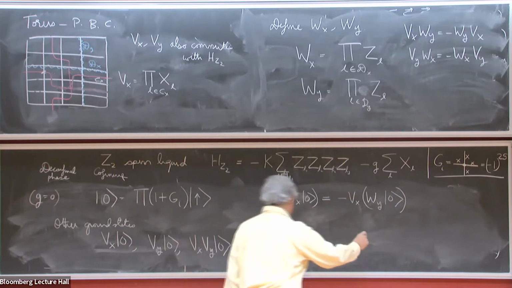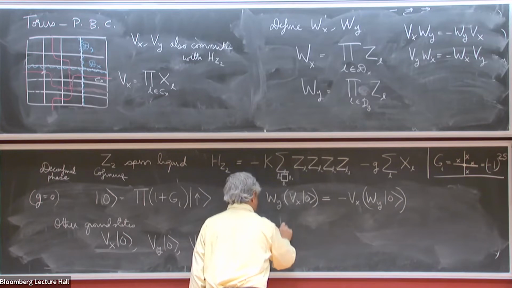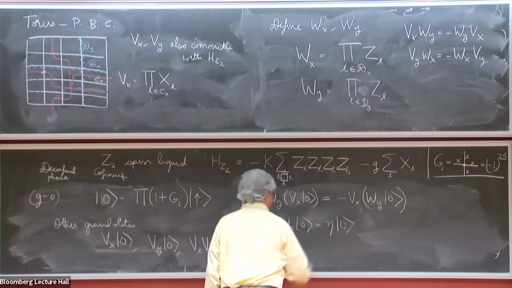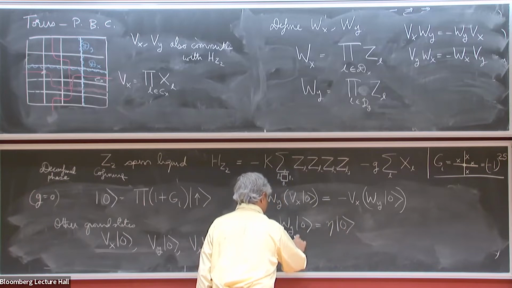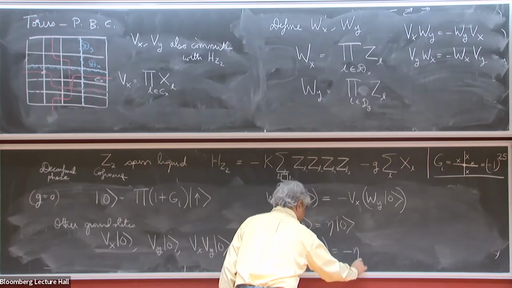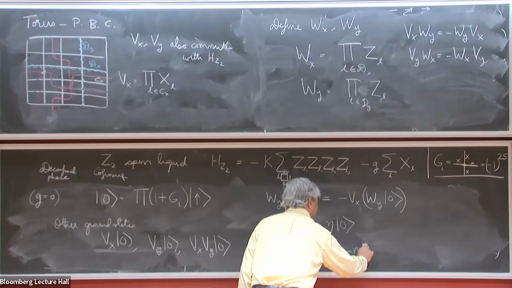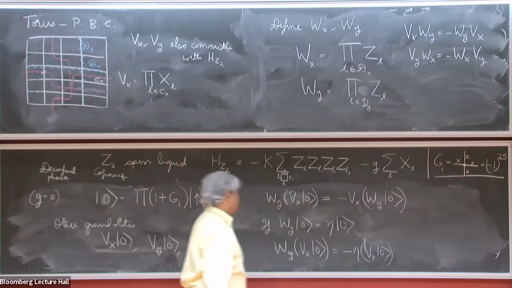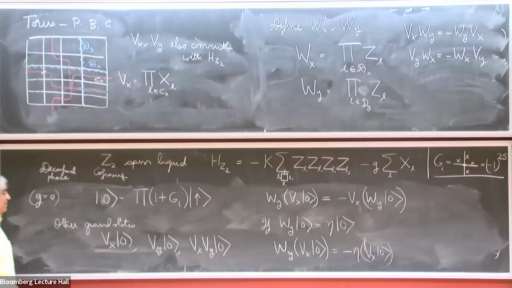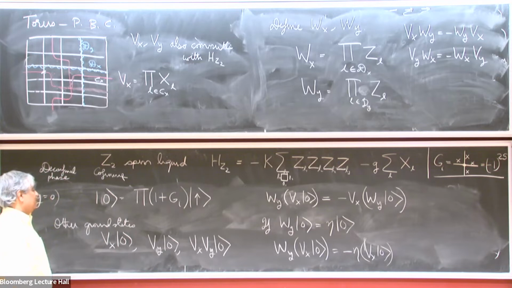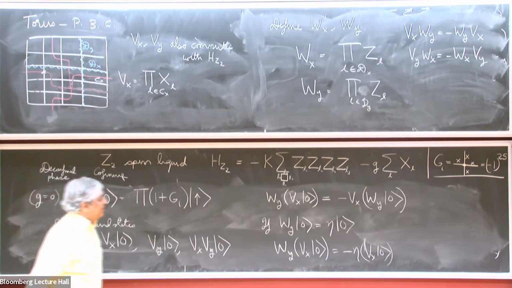So if Wy times 0 is some phase factor you don't know times 0, then Wy acting on Vx 0 has the opposite sign, minus eta, acting on Vx acting on 0. So the eigenvalues of Wy are different between 0 and Vx of 0, and so they have to be orthogonal because Wy is a Hermitian operator, and so on. So these are the other ground states.